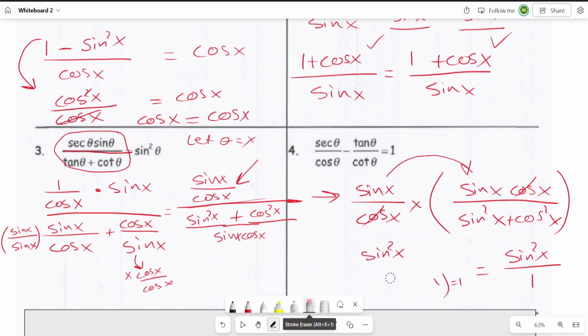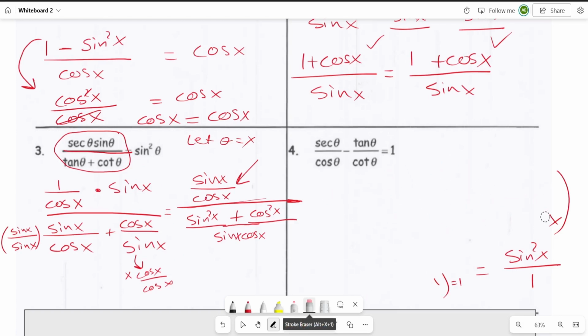So let's just get rid of this part so we can work. Okay, I hope everything's clear now, and let's move on to the next question. So let's take a look at this question.